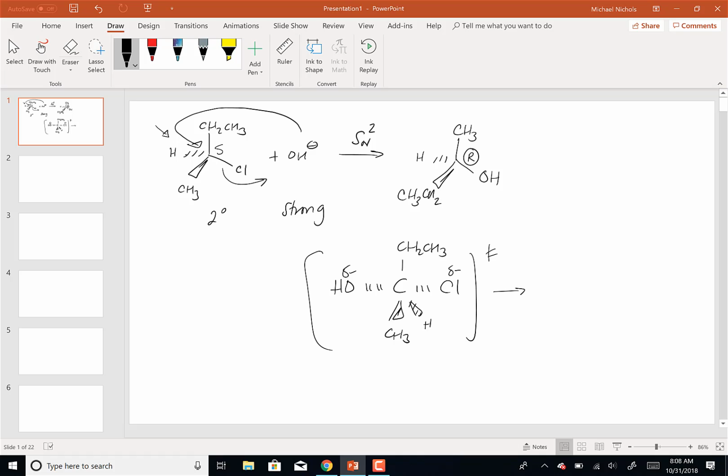Then when the final product forms, the final product has the OH bonded to the carbon in the plane because it's replacing the chlorine, but the chlorine was not on the right-hand side, it's now on the left-hand side. And then you still have your bold CH3, and you still have your dashed hydrogen. So going from here to the transition state to the final product, that's how you would write the mechanism for a chiral molecule undergoing SN2.